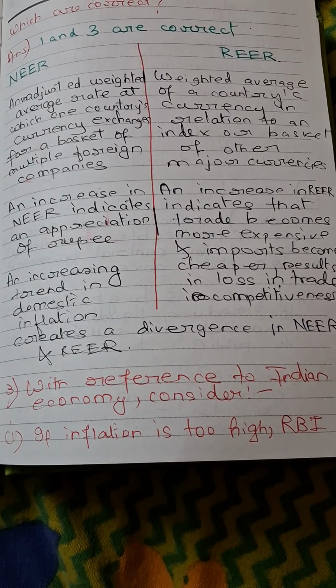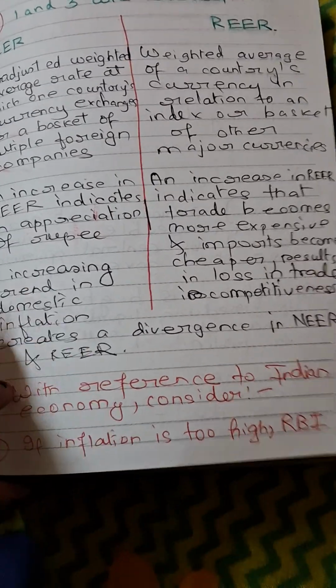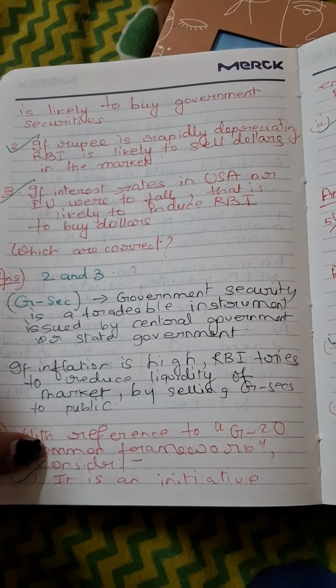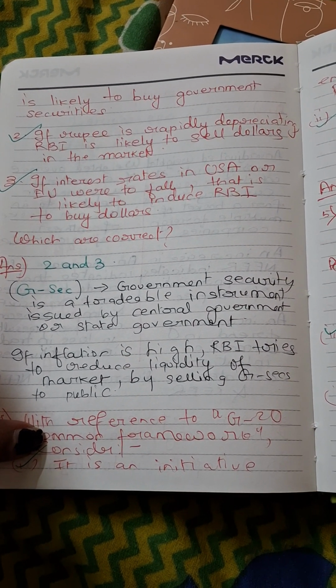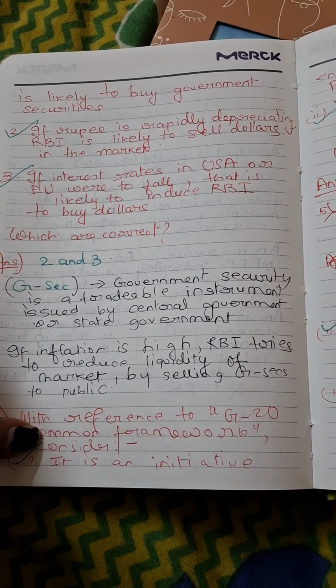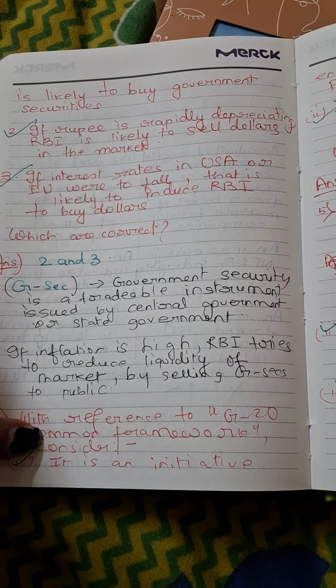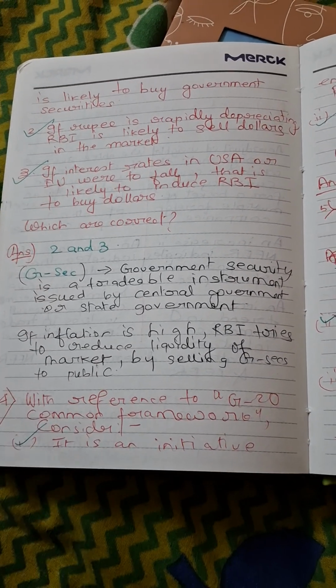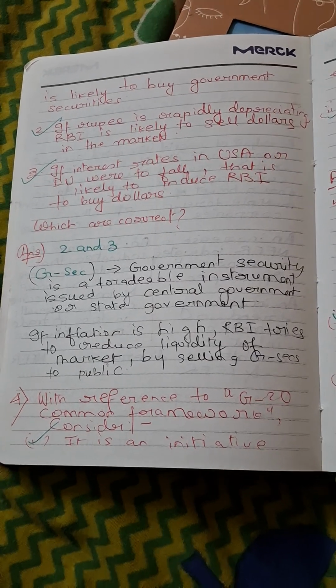With reference to Indian economy, consider the following. If inflation is too high, RBI is likely to buy government securities. If rupee is rapidly depreciating, RBI is likely to sell dollars in the market. If interest rates in USA or EU were to fall, that is likely to induce RBI to buy dollars. Which of the statements are correct? Statement 2 and 3 are correct.